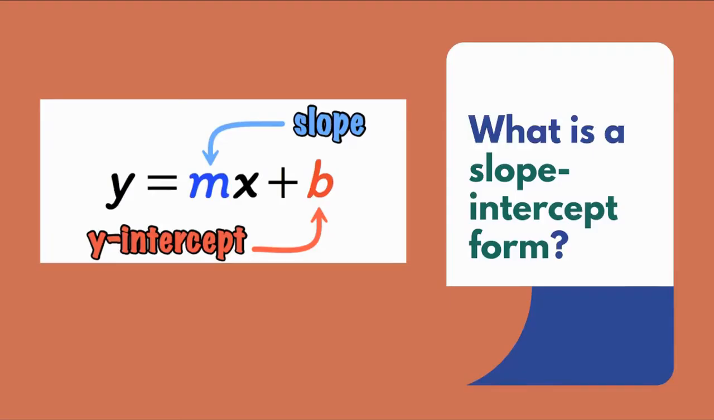So first, let's just review what slope-intercept form is. Slope-intercept form is the format of a linear equation that gives us the slope and the y-intercept, and it's written in the format y equals mx plus b. M in this equation represents the slope, as you can see here, and b represents the y-intercept. And this is a really, really helpful equation format for us to use because it gives us enough information to be able to graph this line if we wanted to.